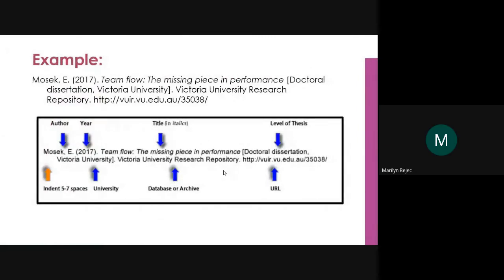We have our sample. We have the author's surname first, followed by the initial, and then the year of publication in parentheses. Then you have the title of the thesis or the doctoral dissertation. Then you indicate that it's a doctoral dissertation, and then the university, Victoria University, and then the archive, the Victoria University research archive, and then you have the URL.